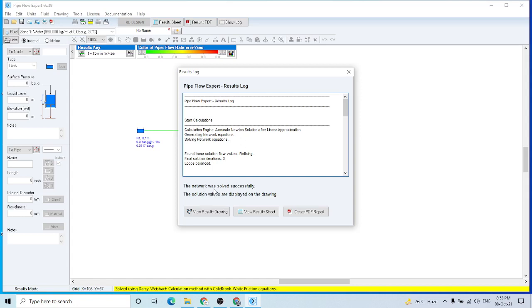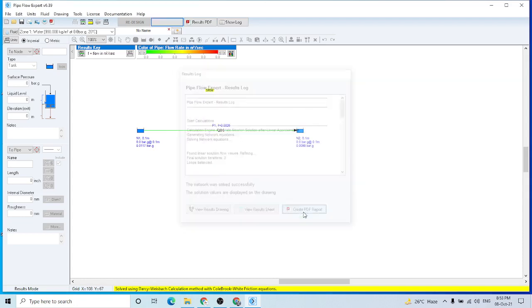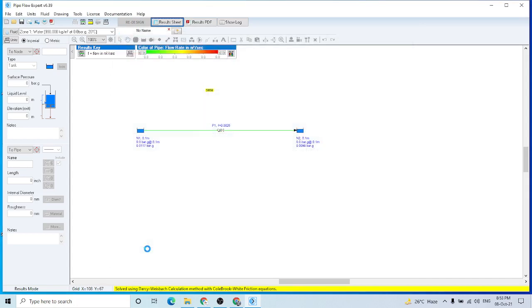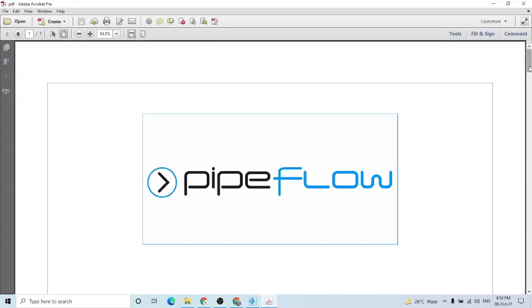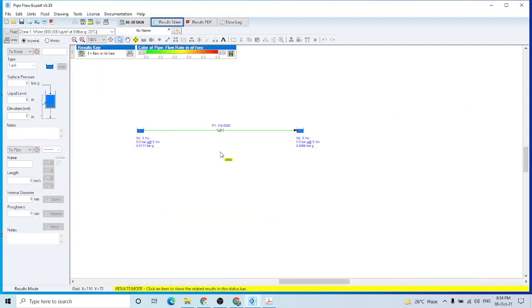After selecting these fittings, I am going to save this information, and after that I would calculate my system. So the network is successfully solved. I have the results available. Now I can create a PDF report. So these are the full results, and as our target was to calculate the pressure drop, we can see the pressure drop by hovering over the pipeline, and these are the results. When I move my cursor to this pipe, these are the results of the pipe.